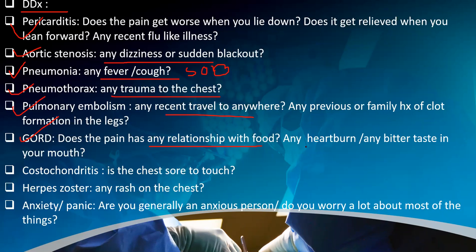Then go to the musculoskeletal cause, costochondritis. So is the chest sore to touch? Only costochondritis pain usually comes with chest tenderness. With other causes you will never get a tender chest. Only costochondritis or Tietze's syndrome. In that case, you will get soreness of the chest. Then neurological, herpes zoster: any rash on your chest?